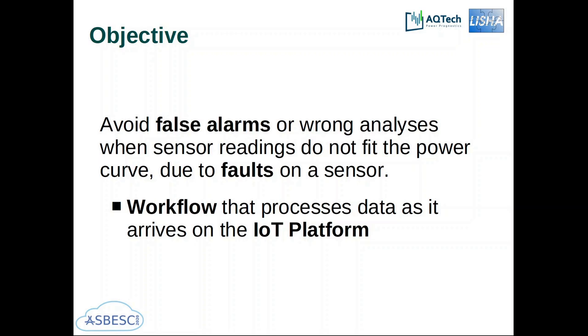If the produced power is not in line with the wind speed, alarms can be set, indicating something is wrong with the wind turbine. The objective of the solution presented here is to avoid false alarms or wrong analysis when faulty sensor readings arrive from the field. It will also be a demonstration of the use of the Deliciousness IoT platform workflow mechanism, which allows data to be processed as it arrives from the sensors in the field.